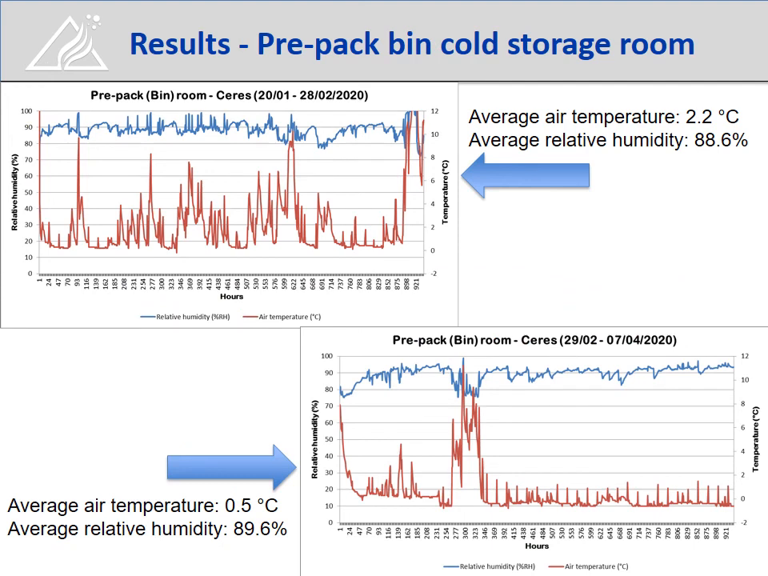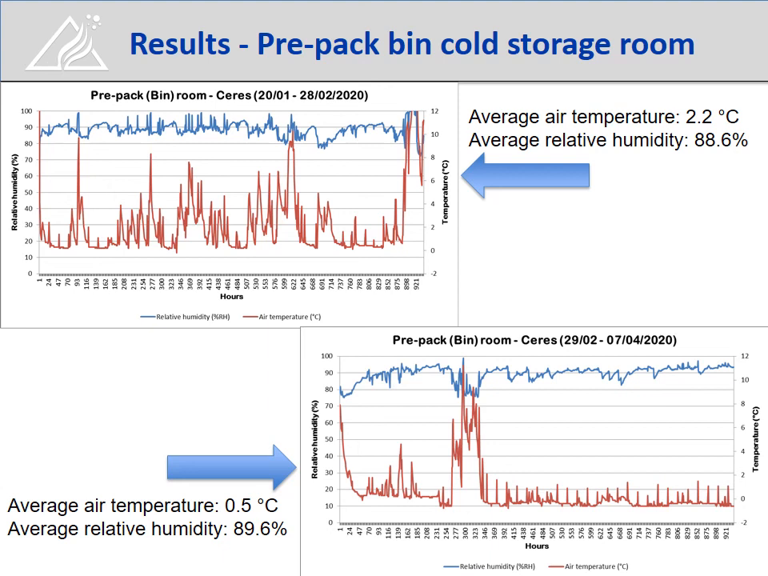If we look at the results of the pre-pack bin cold storage rooms, you can see that this was done from January to the end of April in total. In the top left corner you can see that the average air temperature was roughly 2.2 degrees Celsius with the average relative humidity at 88.6%.